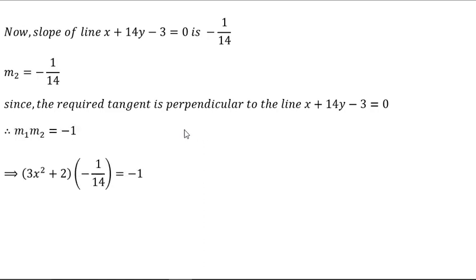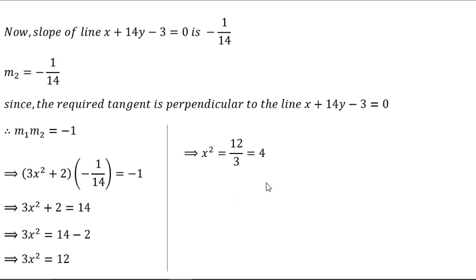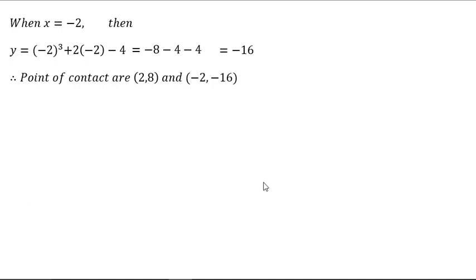So, let us put the expressions for m1 and m2 and equate. After solving, what do we get? We get the value of x square as 4. From this, I can get the value of x, which is plus or minus 2. When x is 2, then y is 8, and when x is minus 2, then the value of y is minus 16. So, based on the given information, I can say that the points of contact, where we are drawing tangents to the curve, are (2, 8) and (minus 2, minus 16).